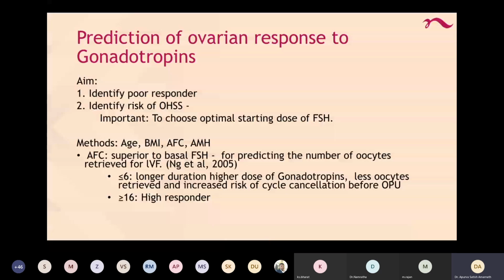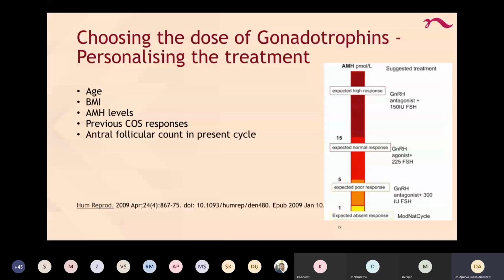So an AFC of less than 6 would signify a poor responder, who might require a longer duration and a higher dose of gonadotrophins, with fewer oocytes retrieved and a high risk of cycle cancellation before OPU. And anything more than 16 follicles would correspond to a high responder. So looking at an ultrasound, especially on day 2, day 3, and counting the total number of antral follicles gives us a predictive value of exactly how the IVF cycle would go forward. So using age, BMI, AMH and the antral follicle count, we can personalize the treatment.